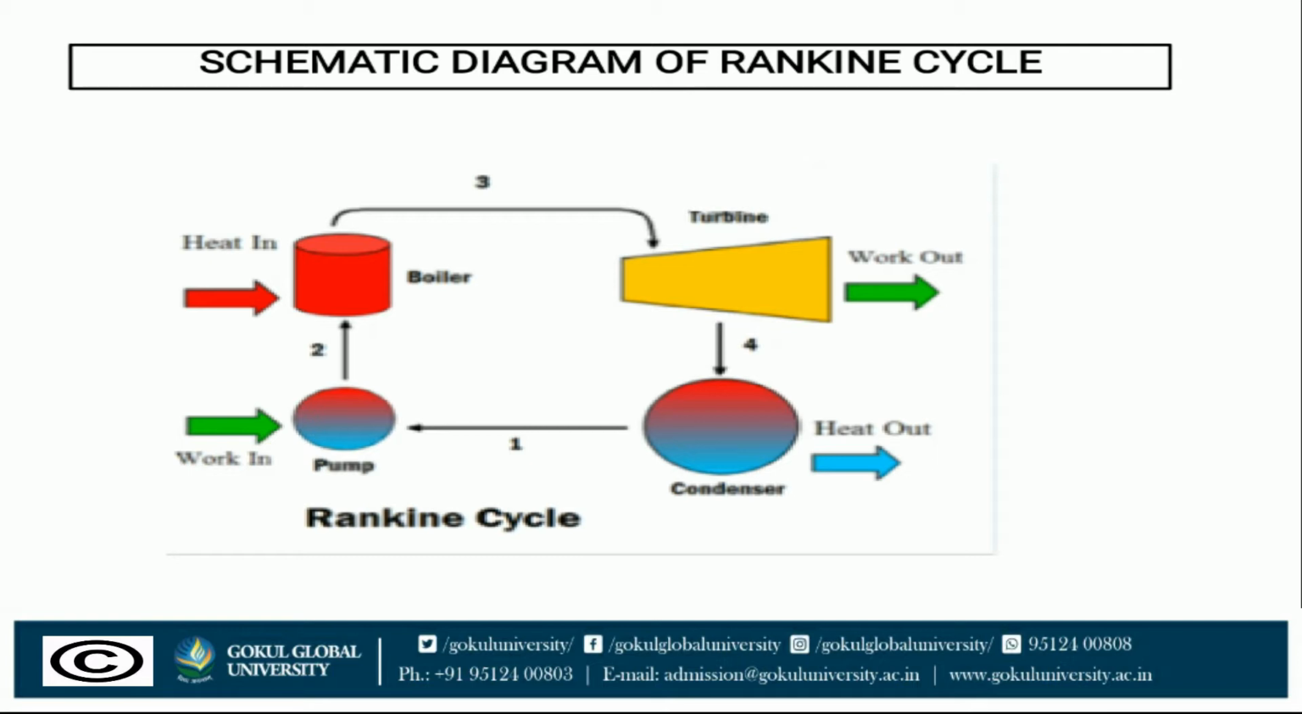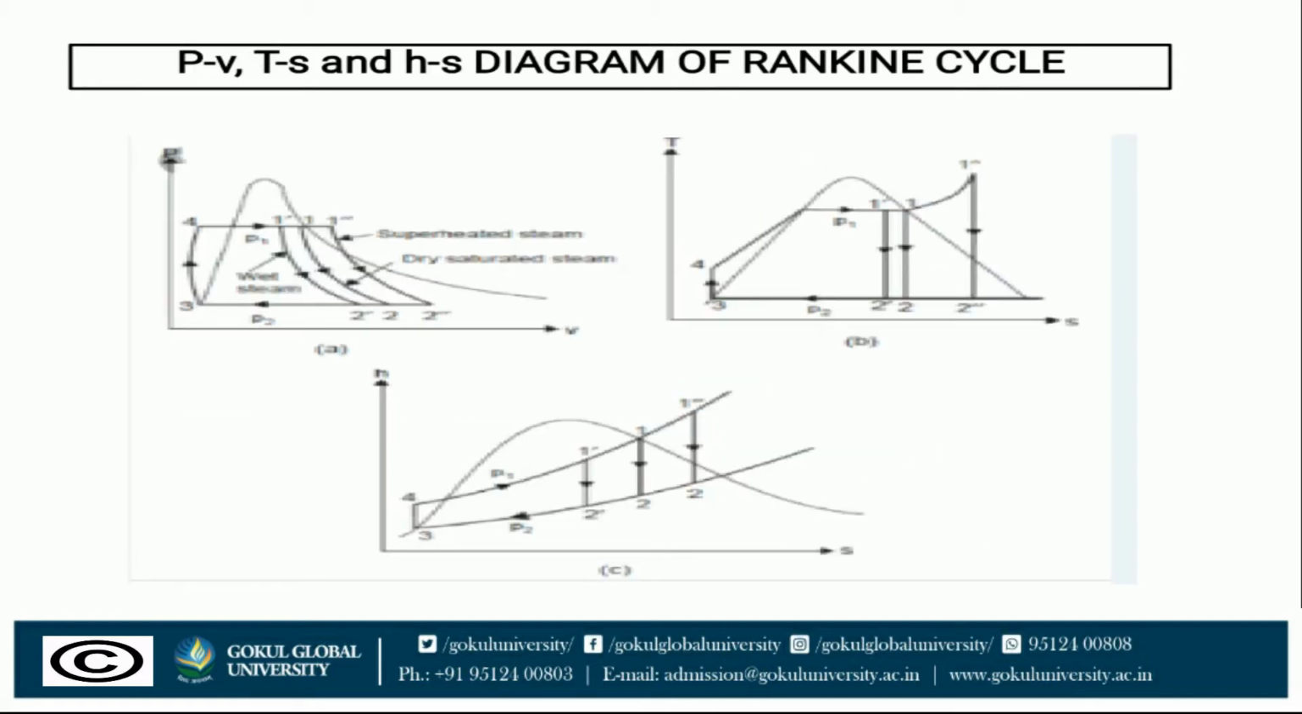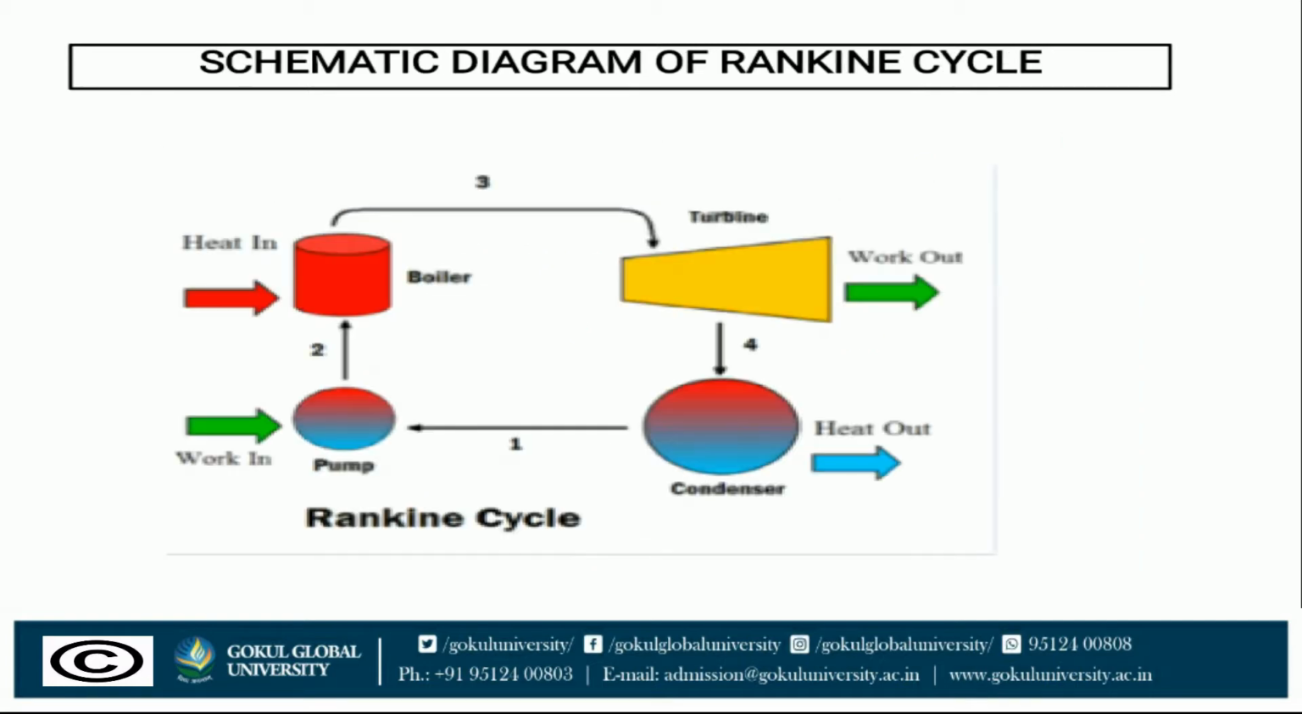The schematic diagram for the Rankine cycle. The Rankine cycle is represented on PV (pressure versus volume), TS (temperature versus entropy) and HS diagrams in this figure. Now the main components of the cycle are boiler, turbine, condenser and feed pump. Consider 1 kg of saturated water at pressure P1 and temperature T1. The cycle is completed by the following four processes.